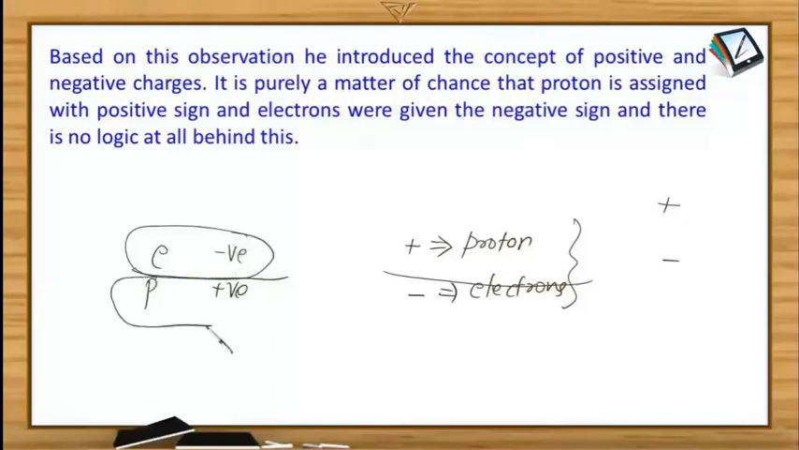So there is no such story or logic why the electron was assigned the negative or the proton the positive. It is just a matter of chance. Otherwise, it would have been opposite. There is a tendency of cancellation of the effect of each other. That is why Benjamin Franklin introduced this concept of positive and negative charges.